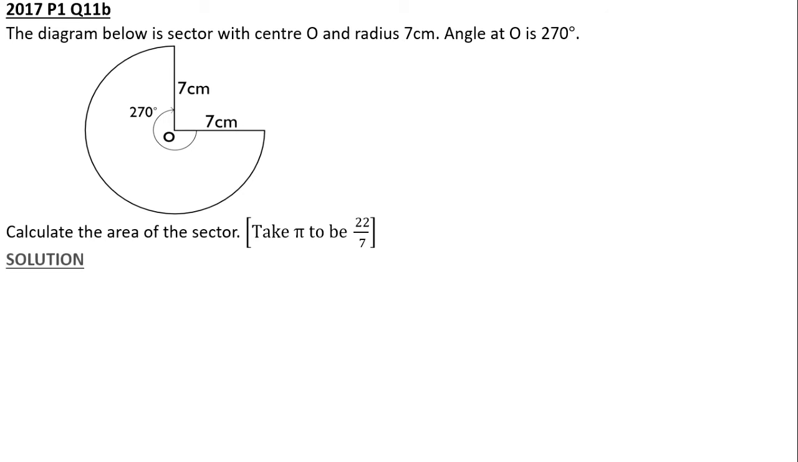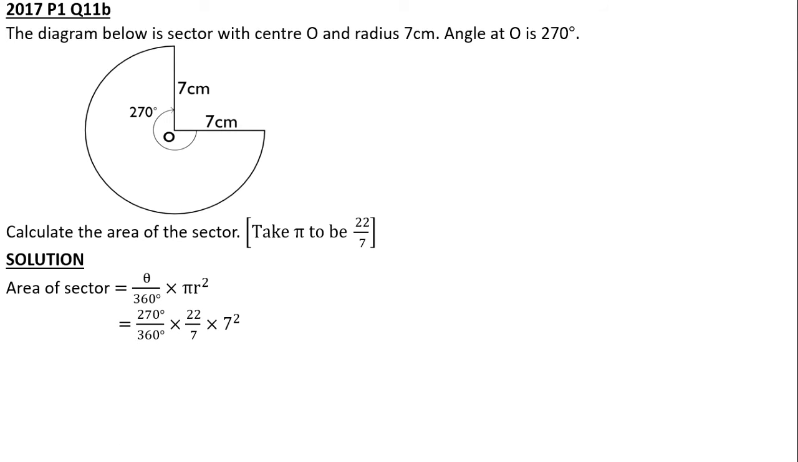So we are going to say area of sector is equal to theta over 360 degrees times pi r squared. Where there's theta, we'll replace our 270 degrees. Where there's pi, we'll replace 22 over 7. And our radius is 7 centimeters. So we are going to replace.